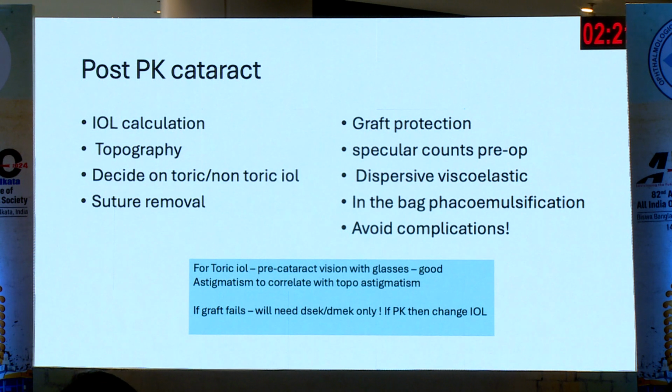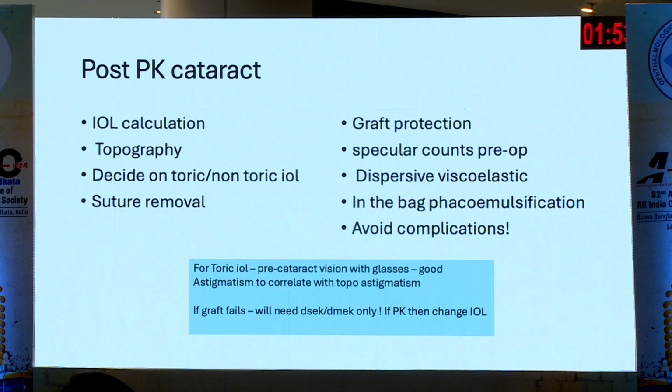Coming to post-PK cataract, obviously you need to decide on the IOL calculation. So again, if it's a fairly regular topography that you have, great, you might even consider doing a toric lens. Only caveat is, if this graft fails, then you will have to do only an EK. If you're going to be doing a PK, then you have to change the lens based on your standard K. So if you're putting a toric lens, you have to be more proactive if the patient develops a graft rejection and you're planning for a repeat transplant.